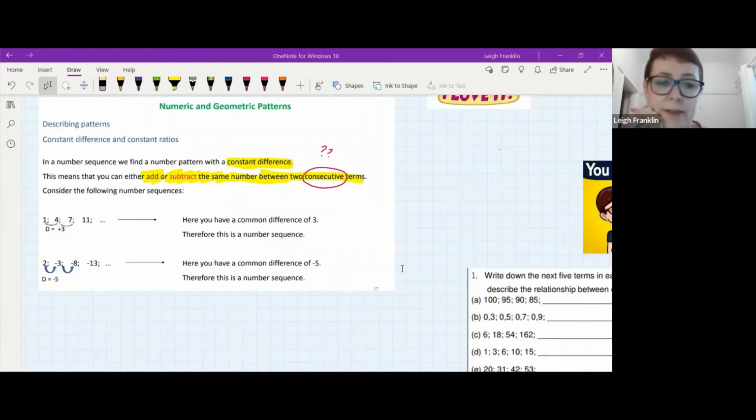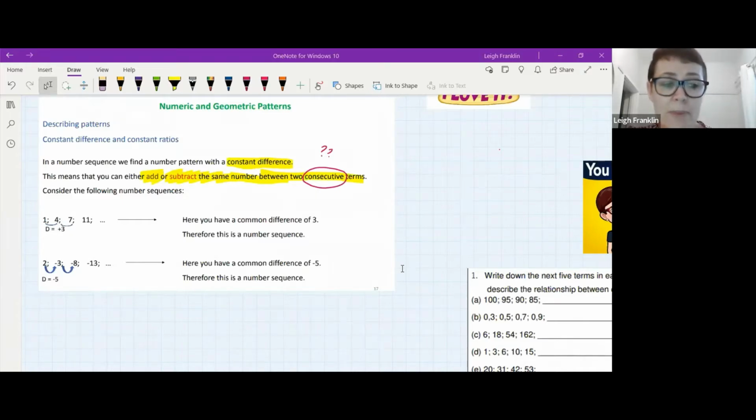They follow one another. And in this situation, there is a common difference of 3, which means that each time I move from one term in the pattern to the next term in the pattern, I need to add on 3. All right, so because I'm adding 3 each time, that makes this an arithmetic pattern. There is a constant difference. So our constant difference can either be a positive or it can be a negative number.